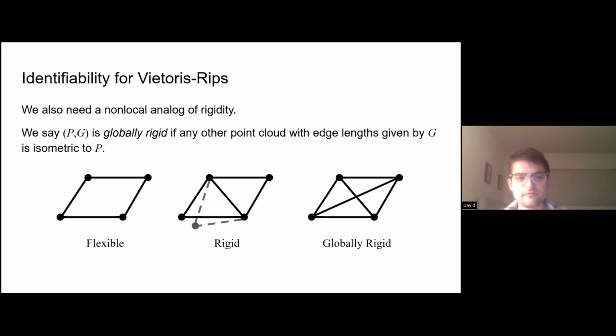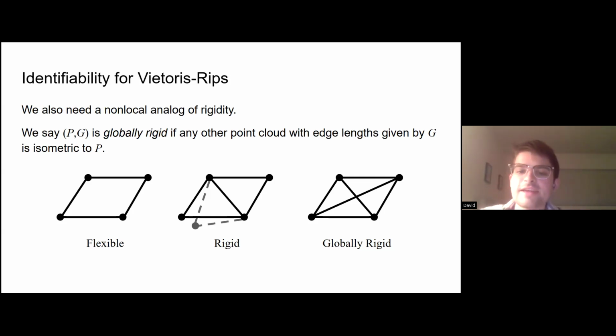So for example, this graph on the left is flexible. It's not even rigid. This graph in the middle with this point cloud is rigid. I can only perturb it while maintaining edge lengths of the graph by translating and rotating it.